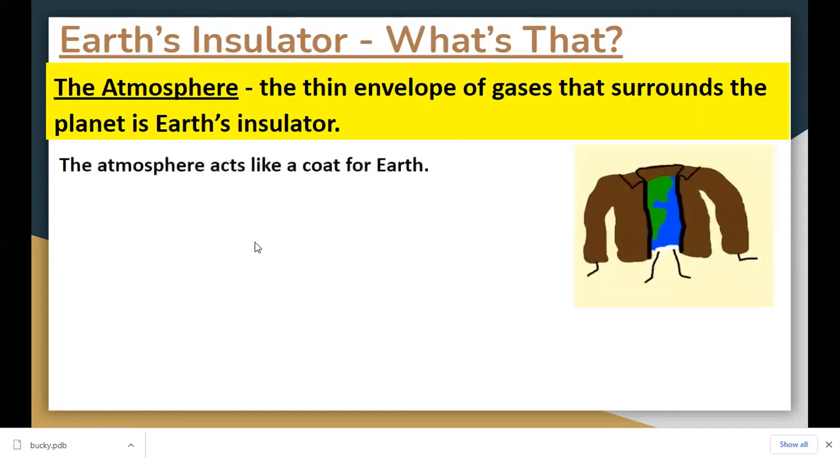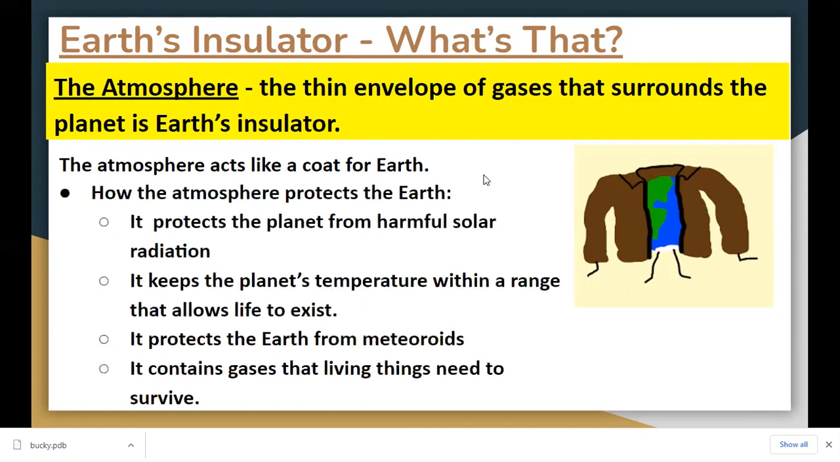The atmosphere kind of acts like a coat for the Earth. What do you mean by that? Well, the atmosphere protects the Earth kind of like a coat protects you when you go outside. So the atmosphere protects the planet from harmful solar radiation. It keeps the planet's temperature within a range that allows life to exist. It protects the Earth from meteoroids. It contains gases that living things need to survive. So the atmosphere has a lot of benefit to us. Even though we cannot see it, it helps us.